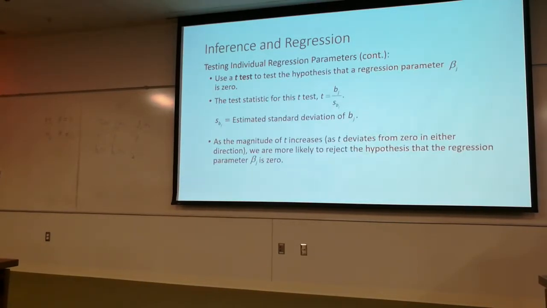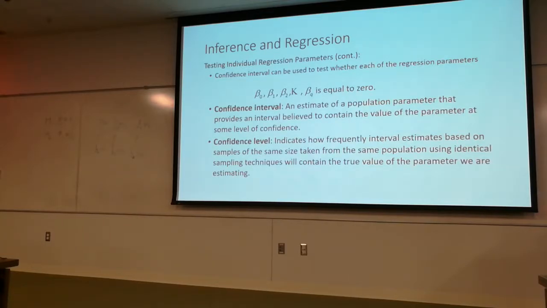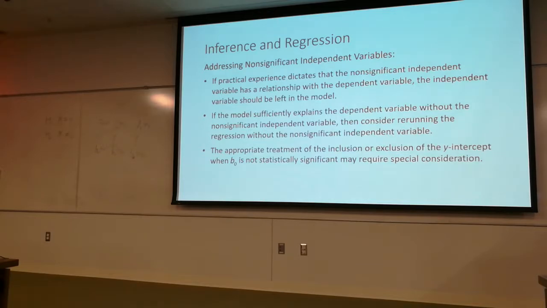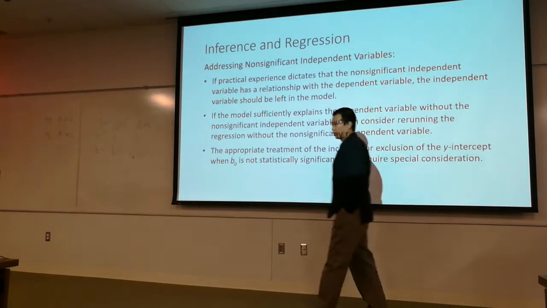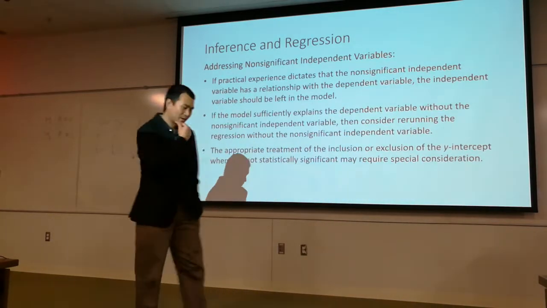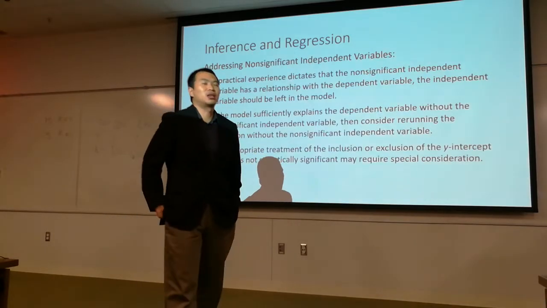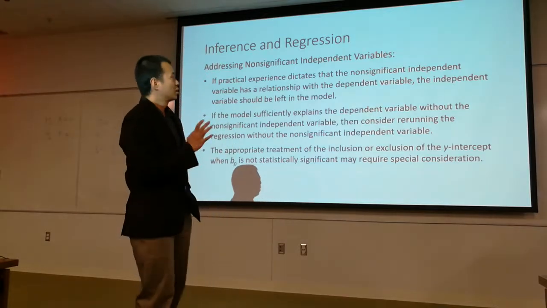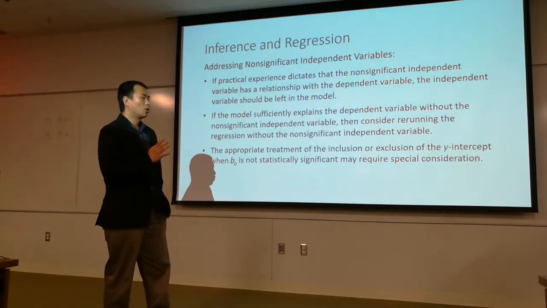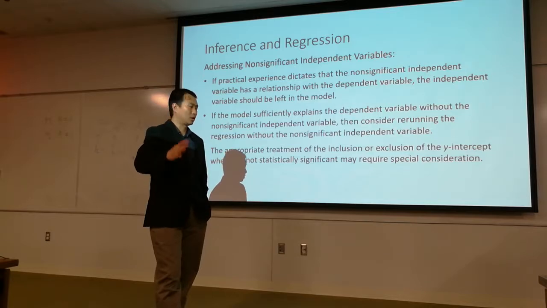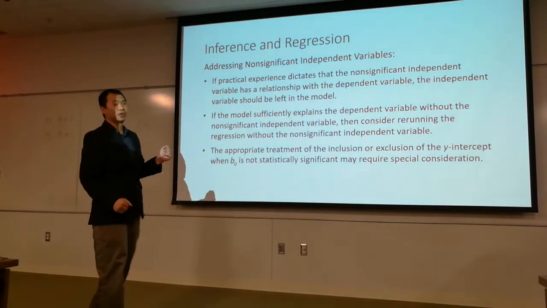So the t-test. In the last chapter, we talked about the t-test, how to do the hypothesis testing and the confidence interval and confidence level. We are not going to spend time here. Now, addressing an insignificant independent variable. If we identify that one independent variable is not significant, that means there could be no relationship between the independent variable and the dependent variable. So how do we deal with that?